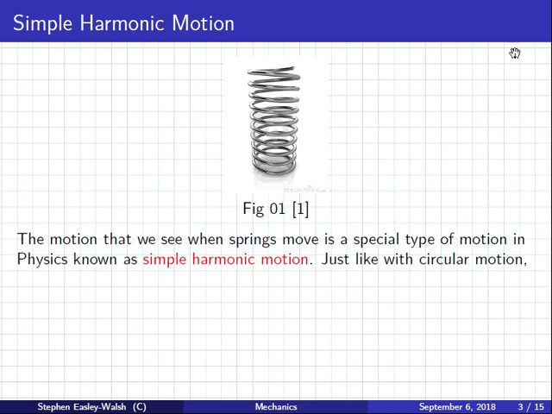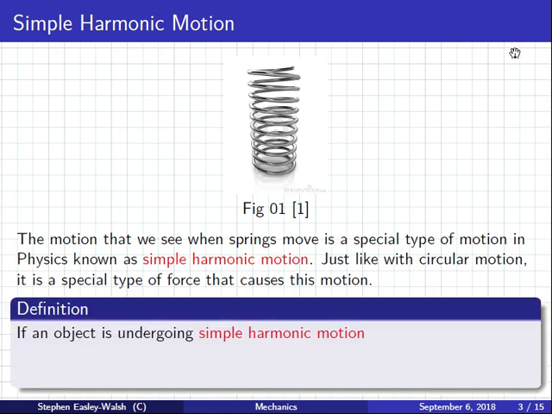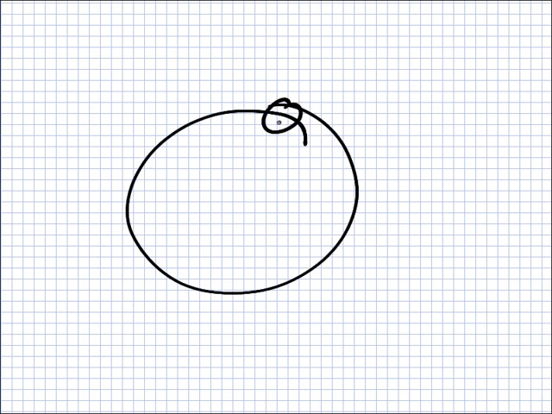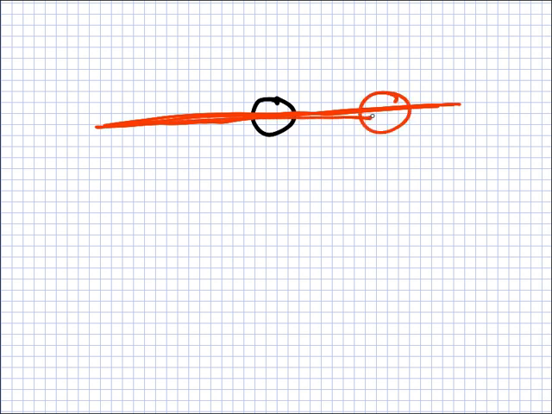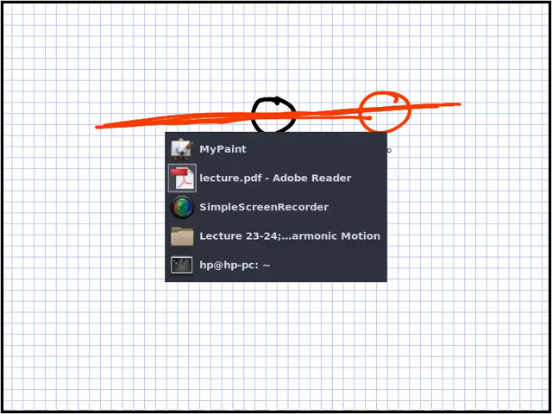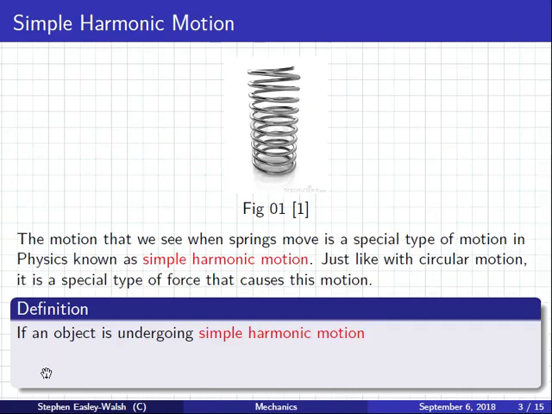Okay. So just like with circular motion, there's a special force that causes this motion. Do you remember for circular motion, to make something move in a circle, you need to have a force that moves towards the center and is perpendicular to the velocity. Now we have something that's going left and right, and left and right, left and right, for example. What makes it move like this? Now let's see what type of force.